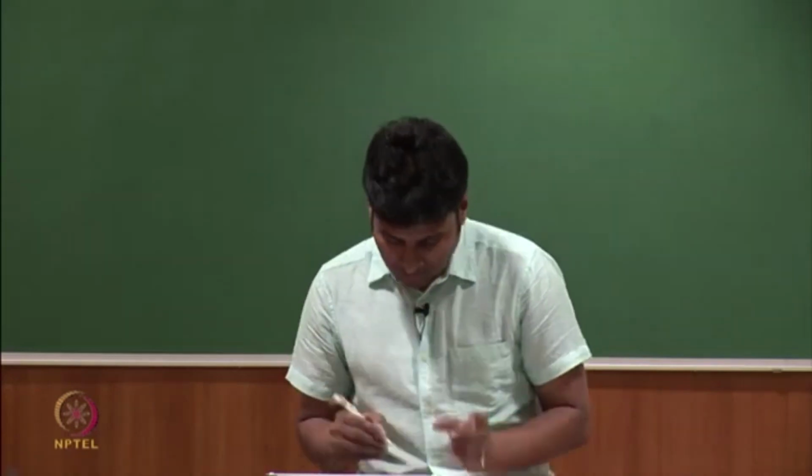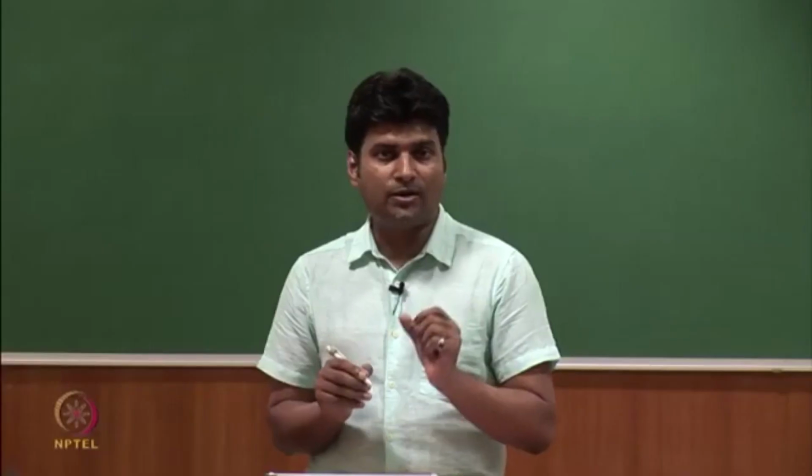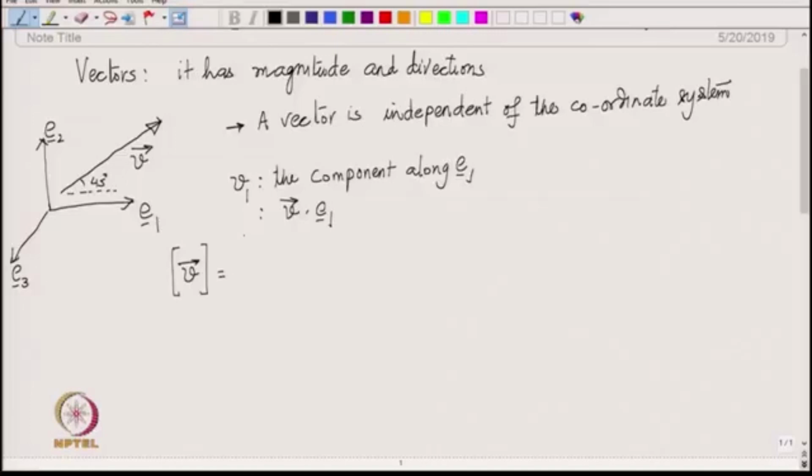Please remember that we have this vector, and I put this big bracket to denote that I am writing the components of this vector as those three entries in a column. So, this becomes 1 by root 2, 1 by root 2 and 0, okay, and this is in the E1, E2, E3 coordinate system. This column that you see here is the representation of the vector in the E1, E2, E3 coordinate system.